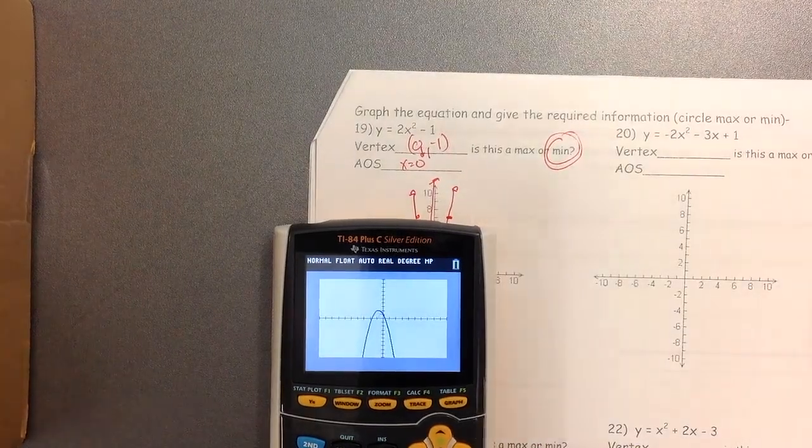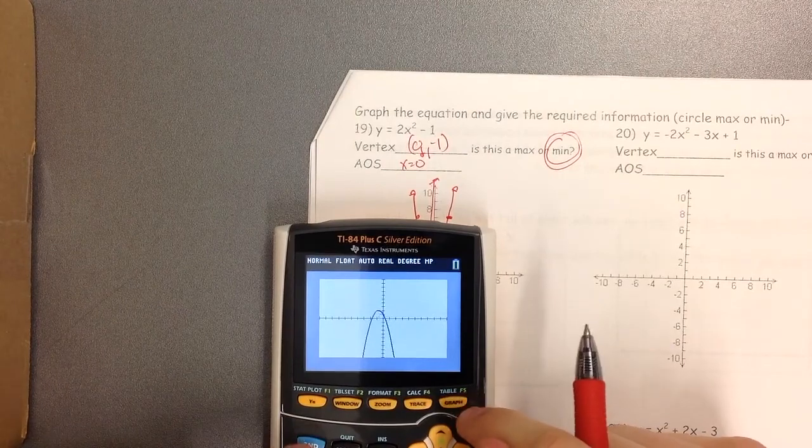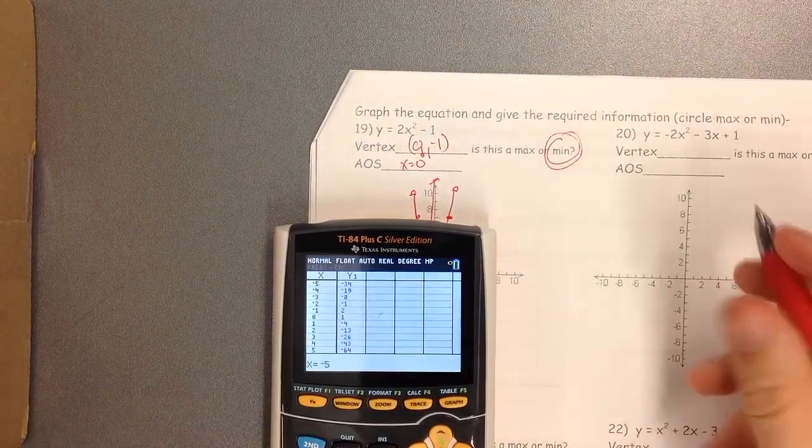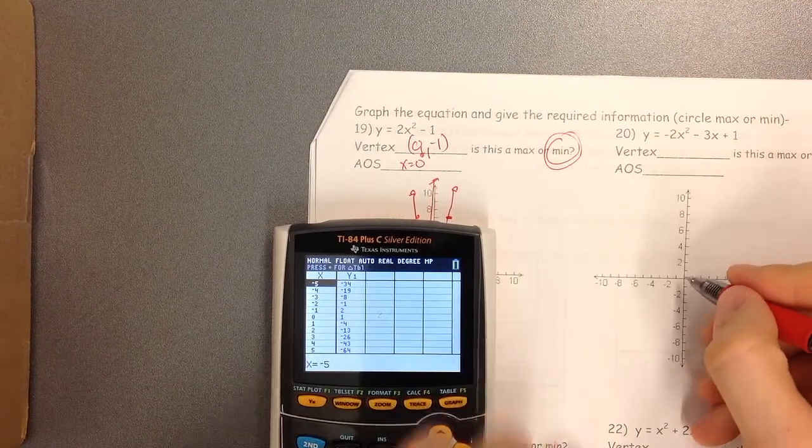How much time do I got? Oh, I haven't. Yeah, I've got 4 minutes. All right. So I'm going to go into my table. You'll notice that the vertex doesn't show up on the table like it normally would. But I'm still going to get these points.